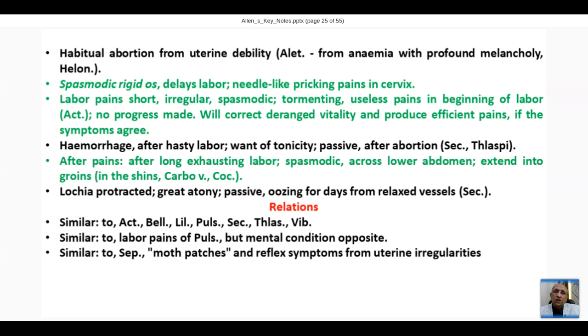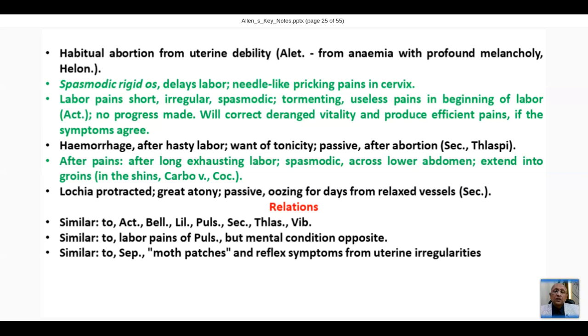After long exhausting labor, if pains persist, this is a very important remedy. Give chloroform and so on. Instead of giving arnica or rhus tox or ruta, this is very specific to stop them. Spasmodic pains that we have discussed across the lower abdomen, extending to the groins. It extends to the groins. If it extends to the shin bones, carbo veg and colocynth is the remedy. But here he specifically mentioned these after pains extend into the groin.